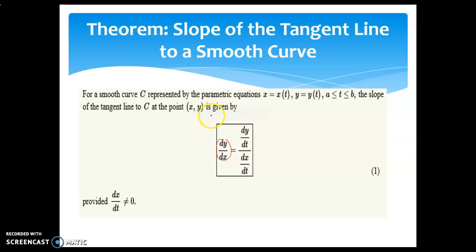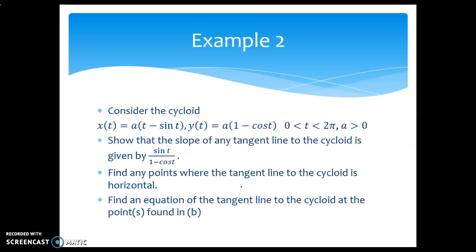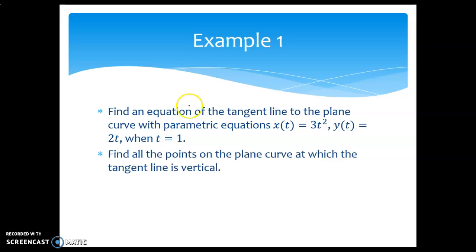How do we find the slope of the tangent line on the smooth curve? dy over dx is equal to dy over dt over dx over dt. So to find the equation of a tangent line using those parametric equations at once, first of all, we say dy over dx is going to be equal to dy over dt over dx over dt.